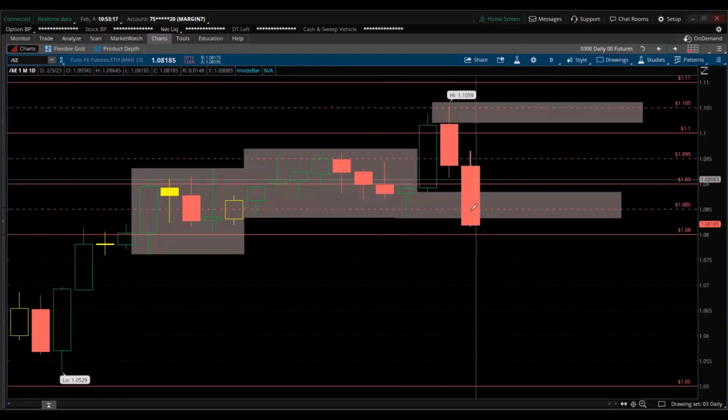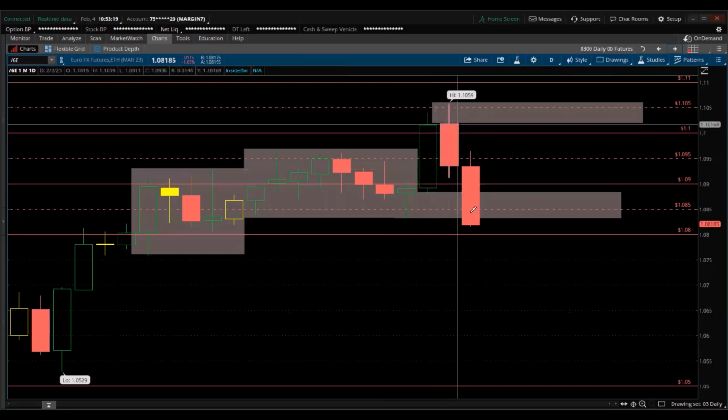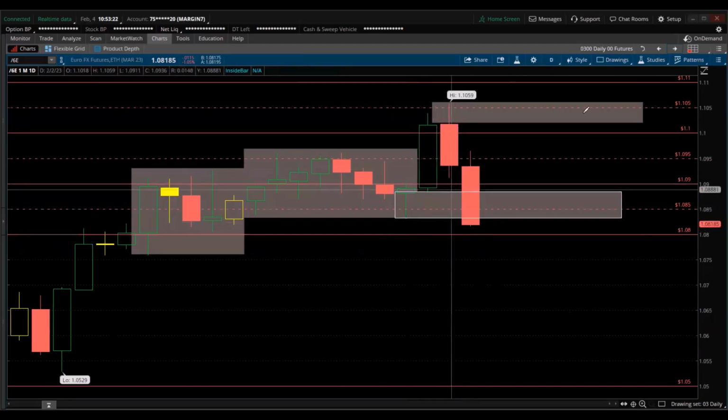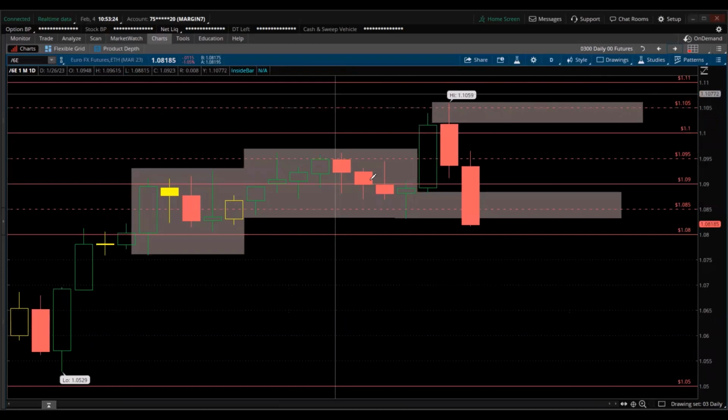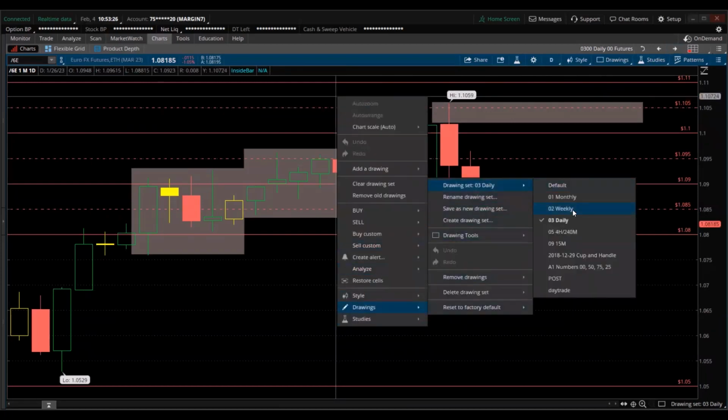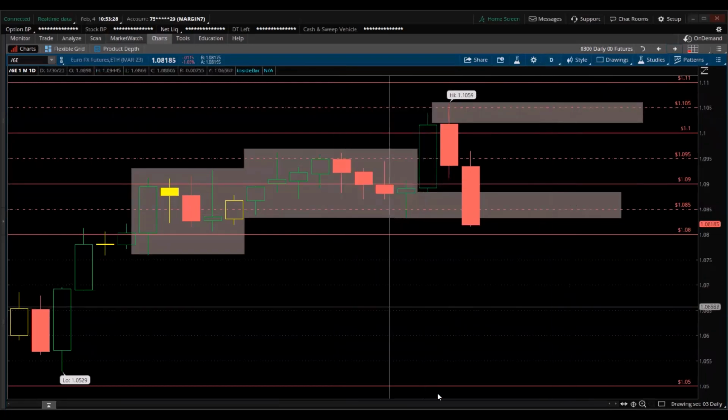The euro, no surprise. Yep, Wednesday pumped it up and sold it off. Look, Friday broke out just like the dollar inverse. Let's put this on a weekly. We're almost done. Oops, make sure it's on a weekly.